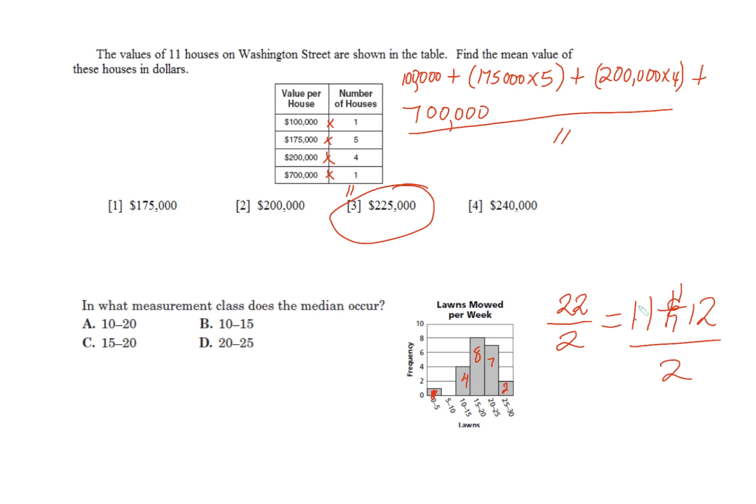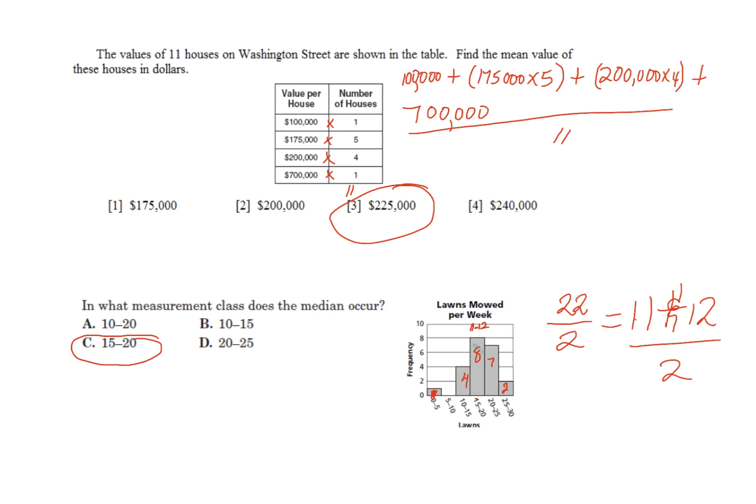So we have to figure out where 11 and 12 would occur. So this is 1 plus 4 is 5. And then if you add 5 to 8, you get 13. Therefore, 11 to 12 would occur in the range 15 to 20. So your answer is C.